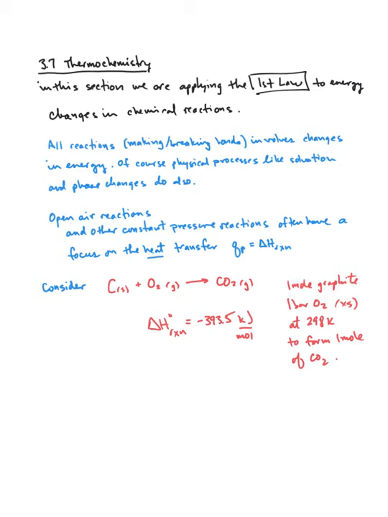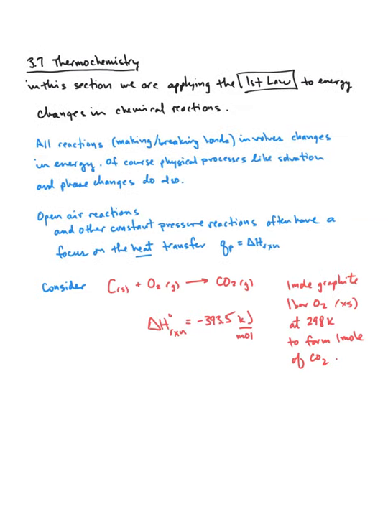Open air reactions, or other constant pressure reactions, often have a focus on the heat transfer. And the reason is, even if a reaction is producing gas and perhaps doing some work, usually that's a small fraction of the amount of energy that's released in the form of heat. There are exceptions, but the vast majority of reactions that you've done in chemistry labs or will do involve transfers of energy in the form of heat. So once we say we're doing a constant pressure reaction, that means that we are dealing with changes in enthalpy.